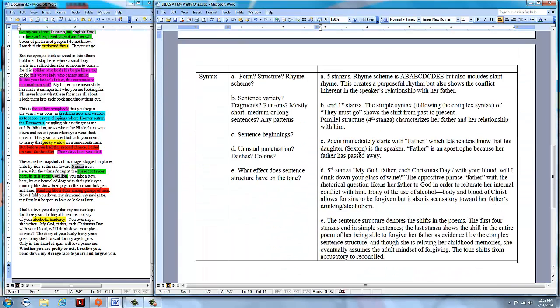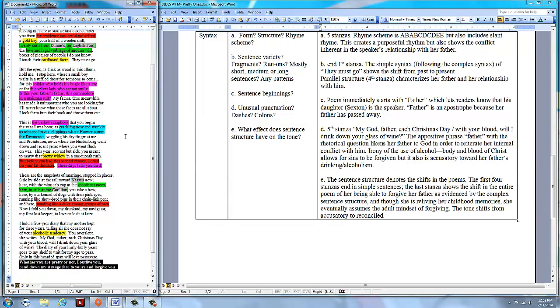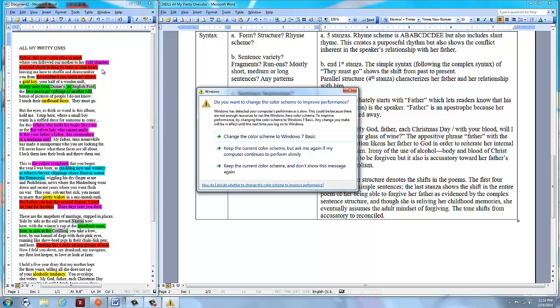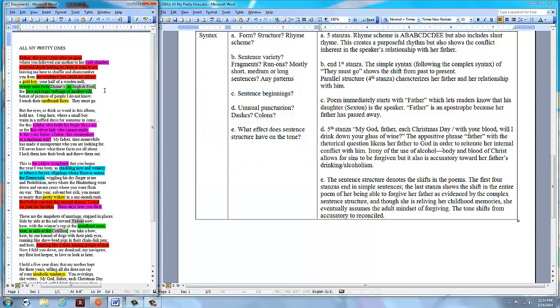The last area of DIDLS, again, you're going to be looking at syntax, and the first part is the form of the poem, so always discuss how the poem is set up here, talk about the structure, and if there's any rhyme scheme. This is a 5-stanza poem, and the rhyme scheme is quite complex compared to The Truth the Dead Know. It's an A, B, A, B, C, D, C, D, E, E rhyme scheme, and it includes slant rhyme as well. Slant rhyme typically indicates conflict, and even though we have a purposeful rhythm, that slant rhyme emphasizes the external conflict with her father, and I think the complexity of the rhyme scheme shows the complexity of their relationship.